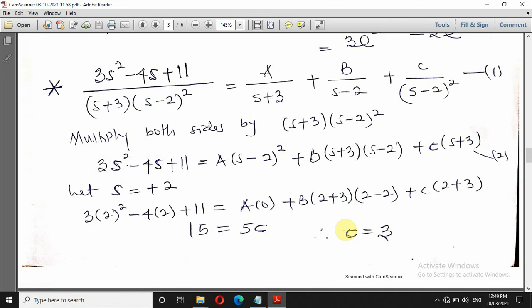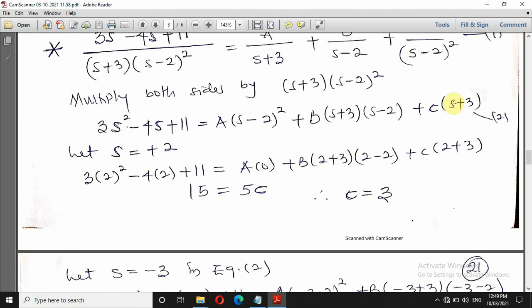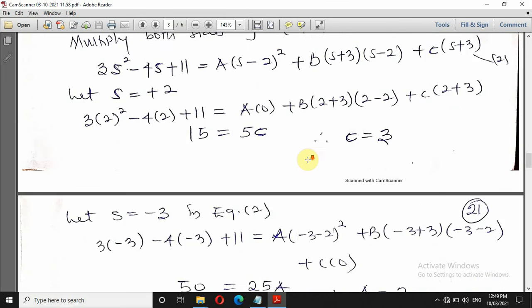Definitely c is equal to 3. Now let's proceed again. When x is minus 3, how do I know that I should use minus 3? It's very simple. Look at this one. By the time you take minus 3 here, this one will definitely go. By the time x is minus 3, this one will go. Then by the time this one has gone, we can deal with the remaining.